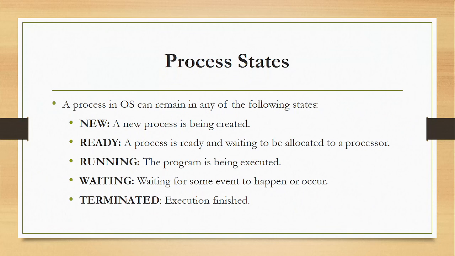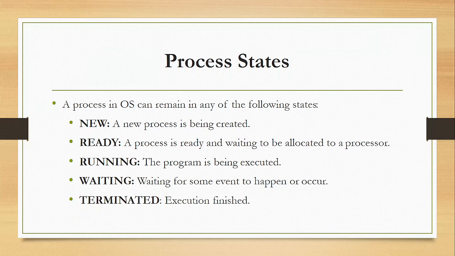Now, a process has different states. When you are executing a process within an operating system, it must maintain some states. For instance, if you're creating a new process, the state of that new process is what we refer to as new. When a process is being created for the first time, it has a new state. And then we have ready. Ready is a process that is ready to be launched. It is waiting to be executed or allocated to a particular processor.